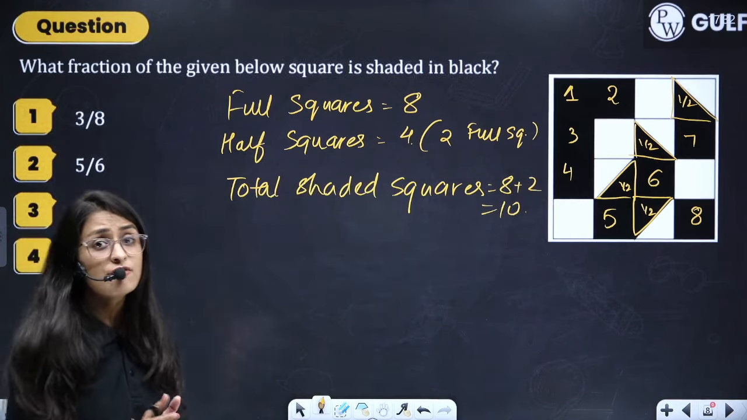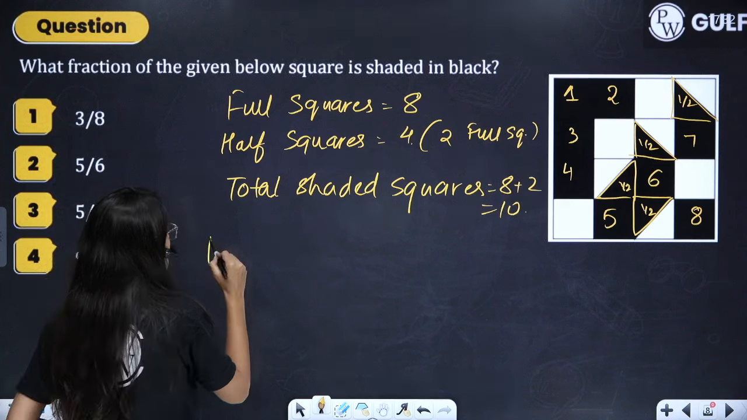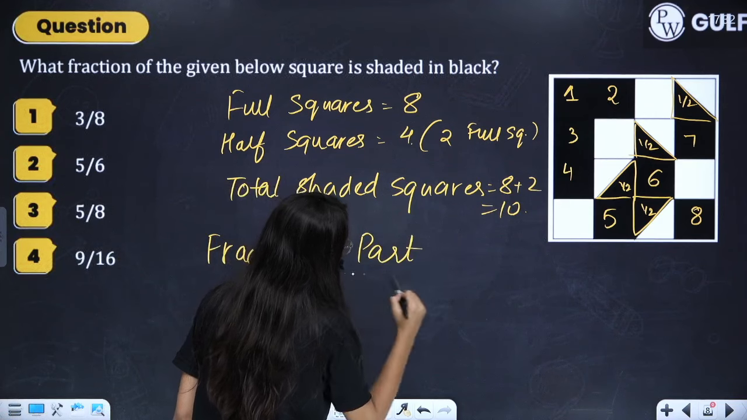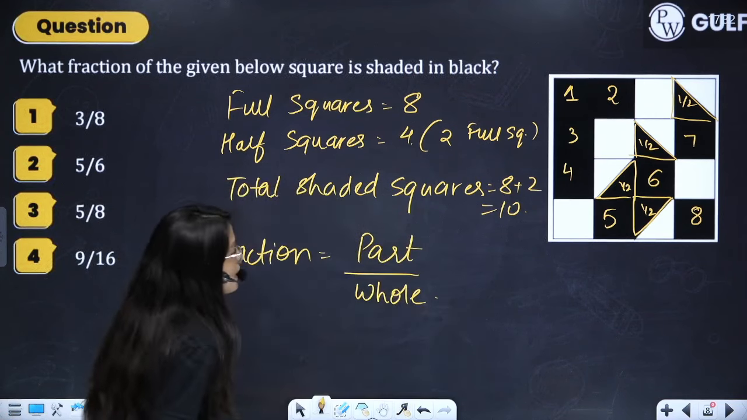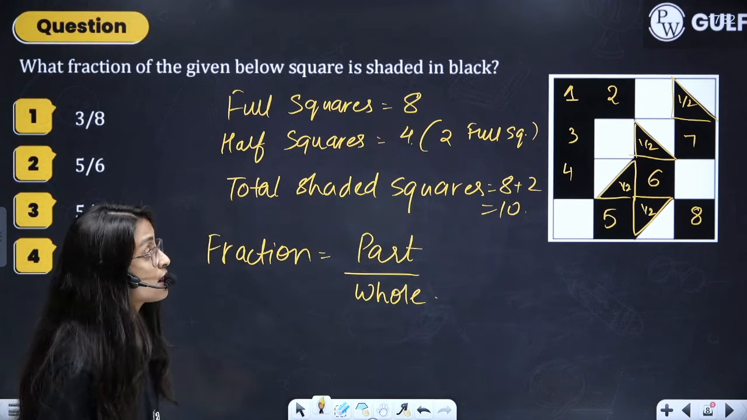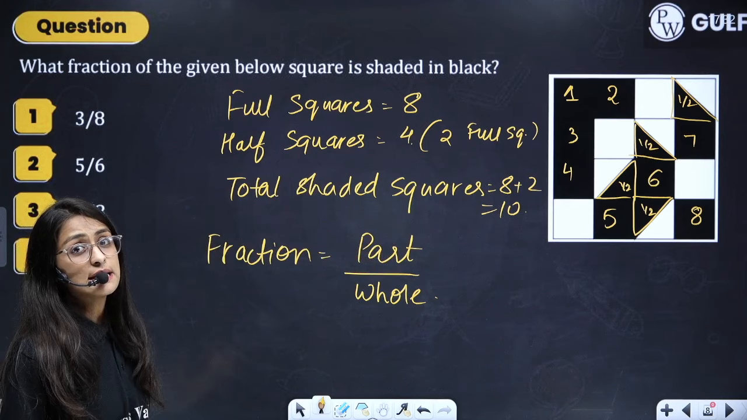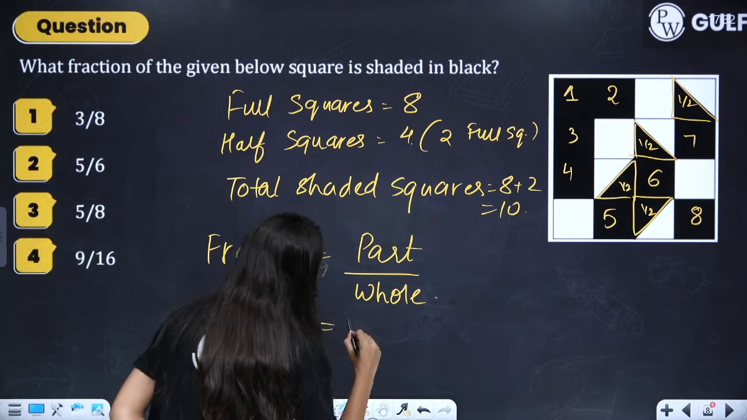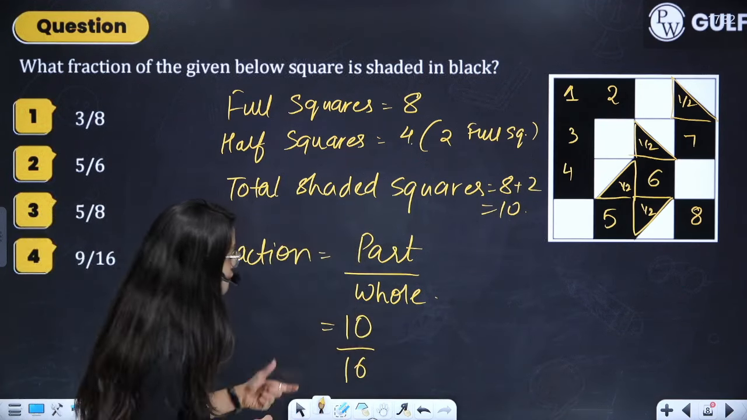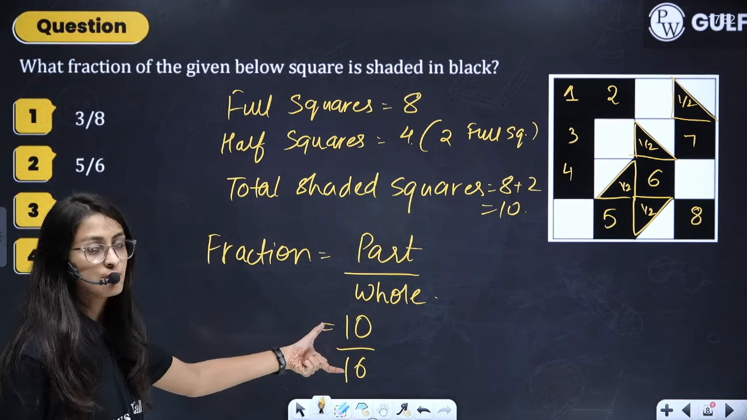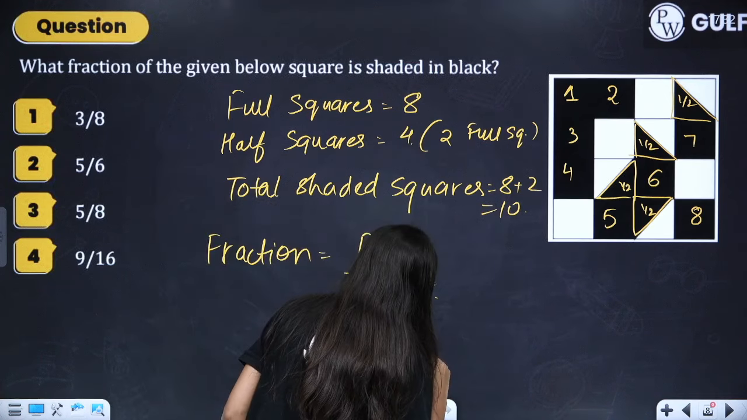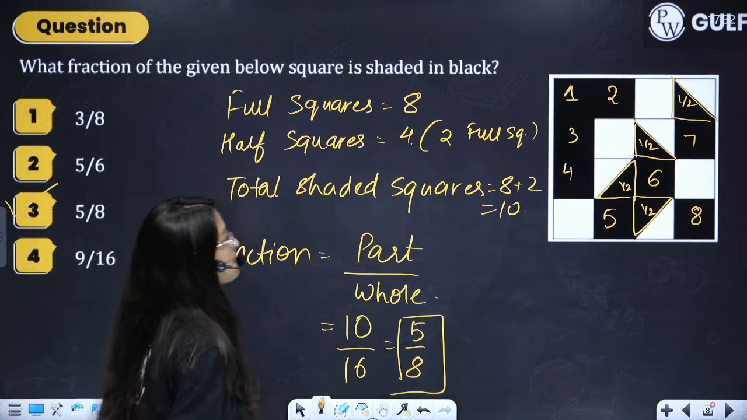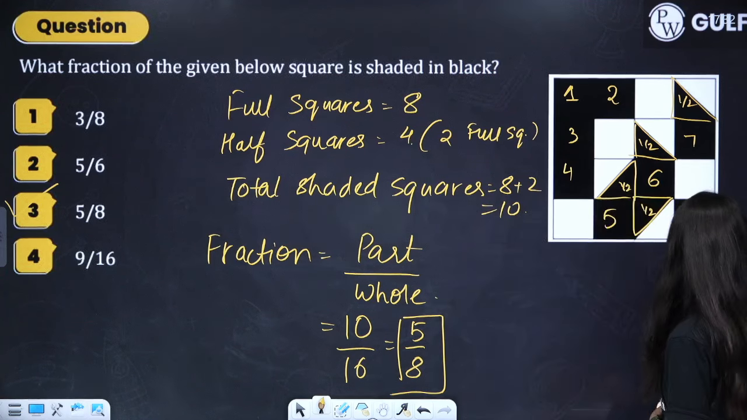Now to represent a fraction, what is the formula? A fraction is a part of a whole. So fraction will be part divided by whole. Now I can say the parts which are shaded are 10, but what would be my whole? The whole is my full big square made up of 16 small squares, right? So it would be 10 by 16. If we further divide it by 2 and 2, or if we simplify it further, we'll be getting 5 by 8. So C. I hope you understand this one as well.